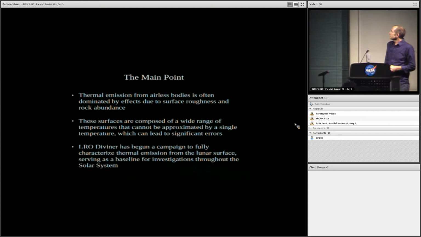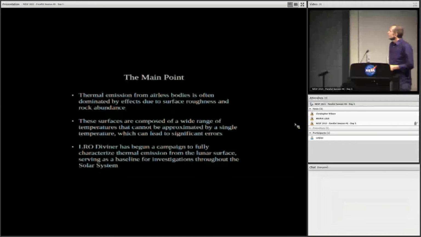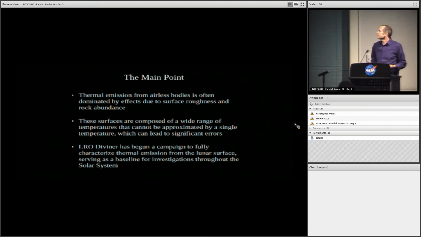I'll just get started with more or less stating the main points here. I've got a couple of them, but it's fairly simple. First off, the thermal emission from airless bodies is often dominated by effects due to surface roughness and rock abundance. And you've heard that from a couple of talks today, as well as Paul Hain's talk yesterday. Surface roughness is a big effect on infrared measurements.